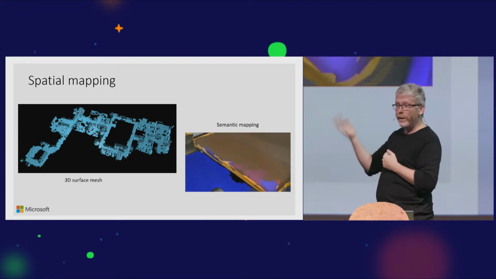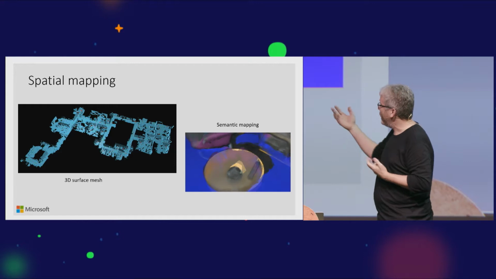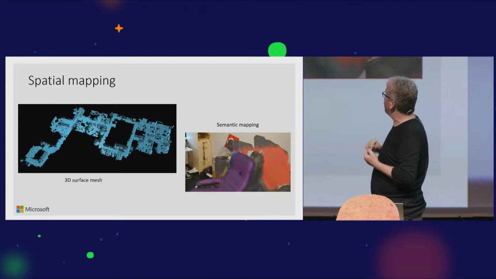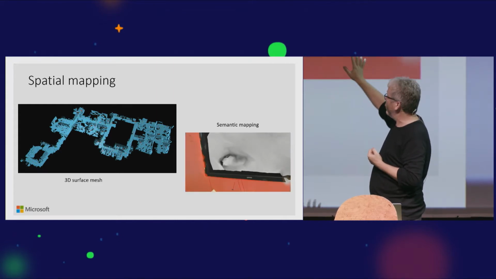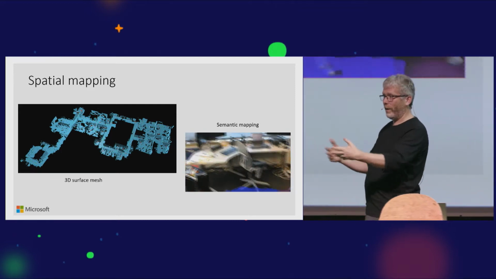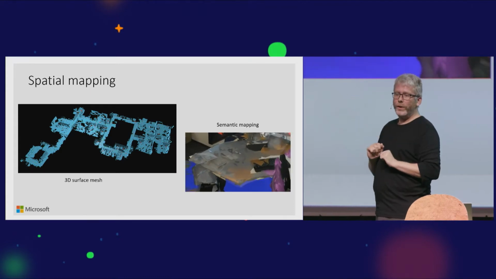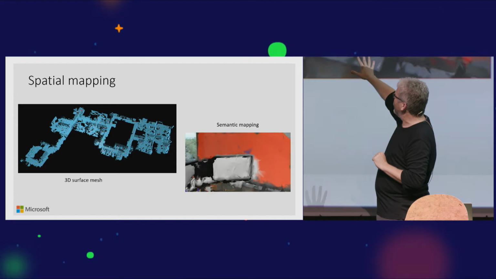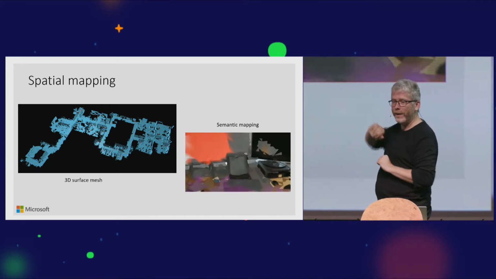What you see on the right is what happens if we combine that with our DNN capabilities of understanding semantic elements of the scene. Here's a very simple demo of doing semantic labeling of the surfaces that we see. At the same time as we reconstruct our 3D spatial map of the environment, we are also coloring it with different categories. As you can probably recognize, light gray here is for screens, red is for walls, blue is for ground, etc.